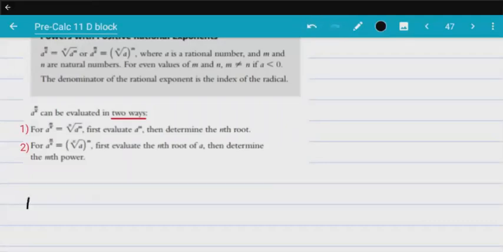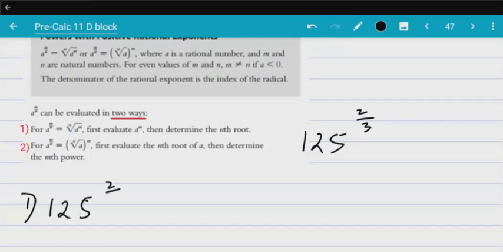Okay, method number 1. For example, my question is, what is 125 to the 2/3? So that's the main question. I will do the first way. 125 to the 2/3 tells me that you will turn this into a radical. The radical will still be whatever is the base.